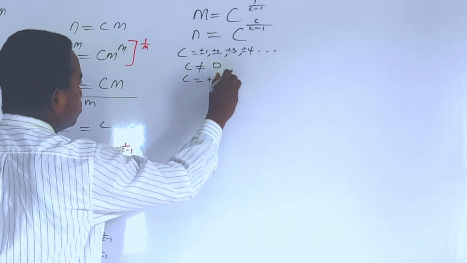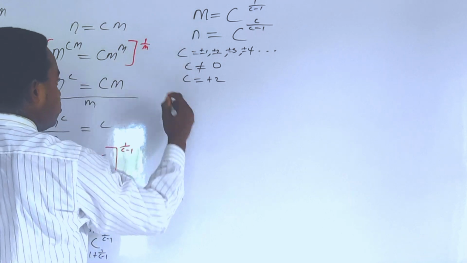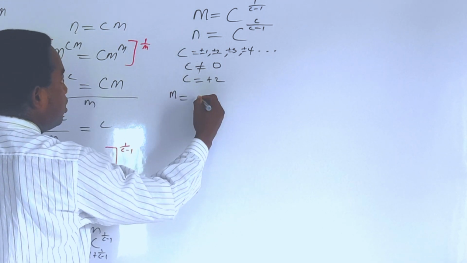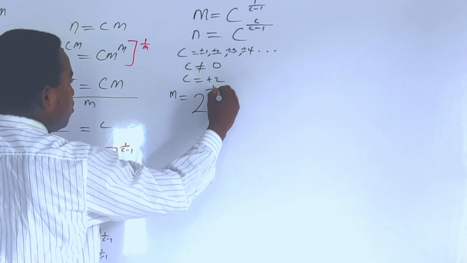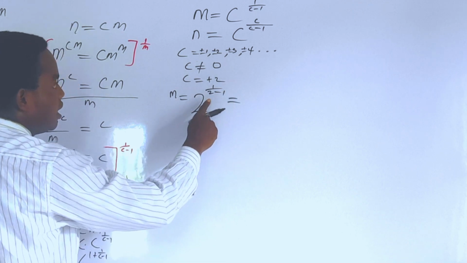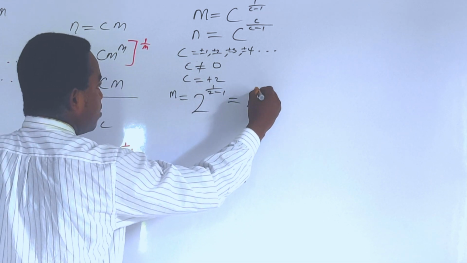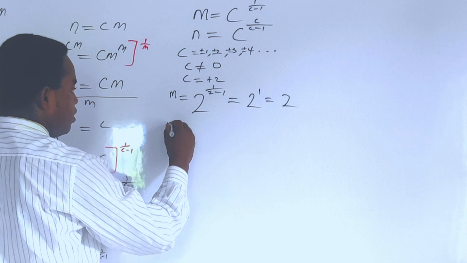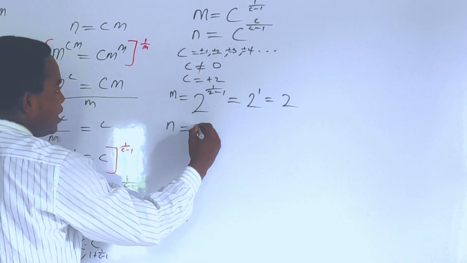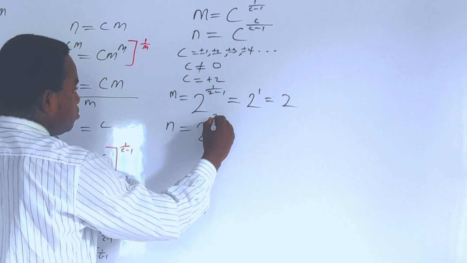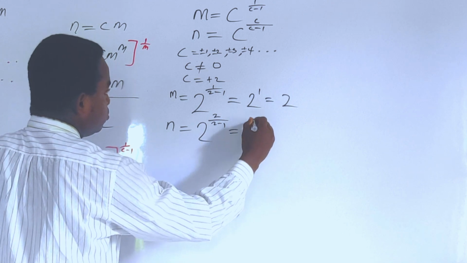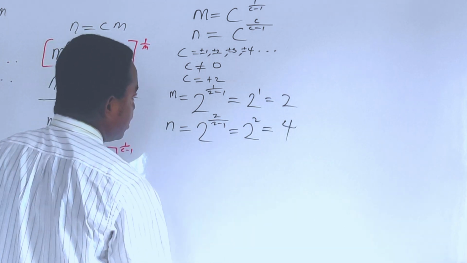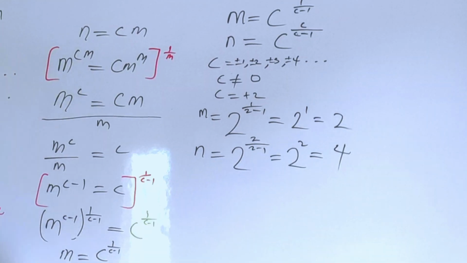But let us go on and try c is equal to 2, positive 2. So in that case, m is going to be 2 raised to power 1 all over 2 minus 1, which is going to be equal to 2. And n is going to be equal to 2 raised to power 2 all over 2 minus 1. That's going to be 2 raised to power 2, which is 4. And you can see that is one of the solutions obtained there.